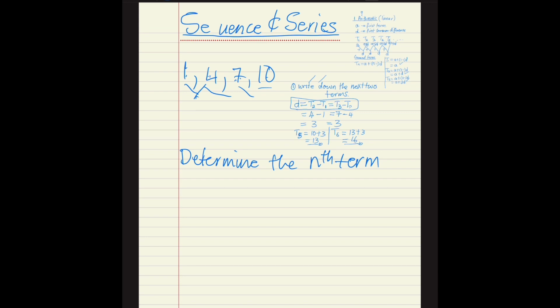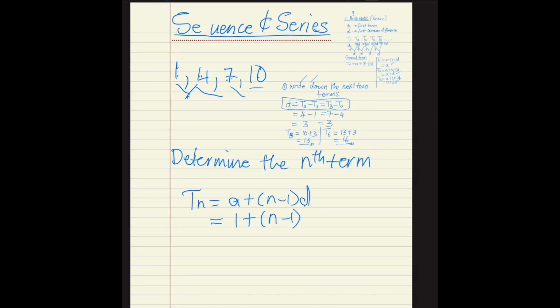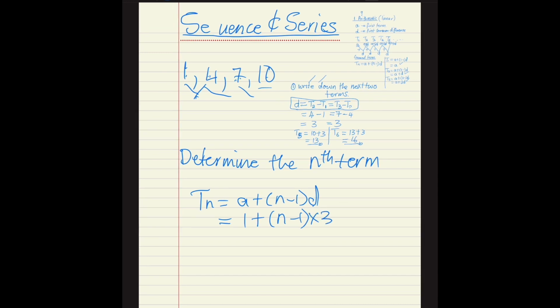Okay, now how do I determine it? We have a general rule or general term that says Tn is equal to a plus (n minus 1) times d. Okay, a is the first term, so that means it's 1 plus (n minus 1). What is our d? We find our d to be 3, so here I will multiply by 3.